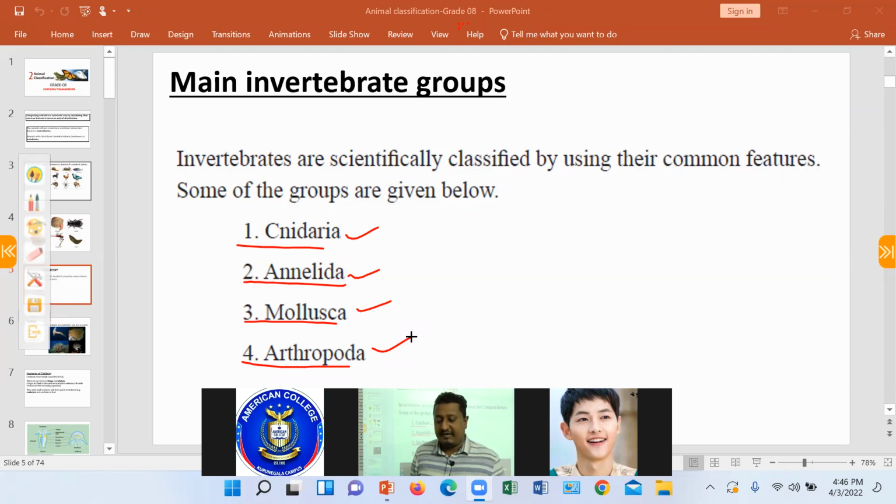What is the common feature that they all have? They don't have a backbone. That's right. Good. Very good. They don't have a vertebral column.